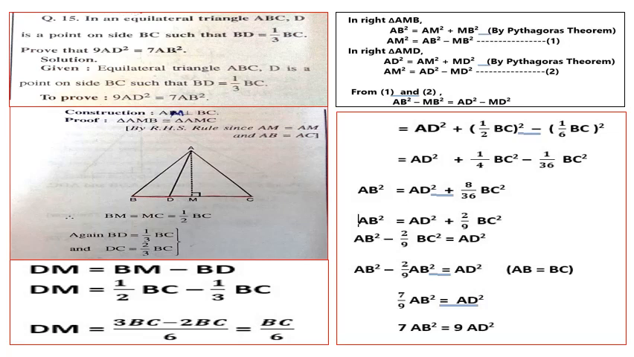In the LHS, if we take LCM, we get the result 7 by 9 AB square is equal to AD square. Then by cross multiplication, the denominator 9 we are taking to the RHS, then we get the result 7 AB square is equal to 9 AD square, which is our result. Hence proved.